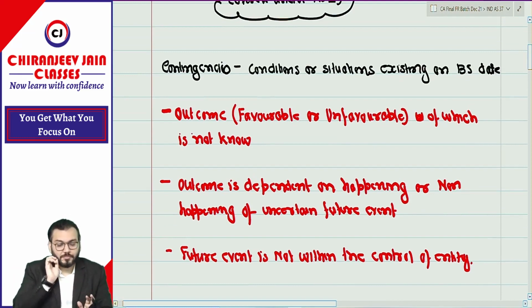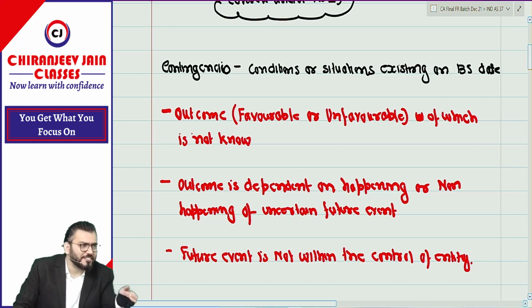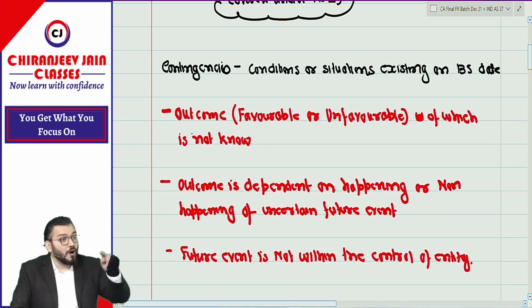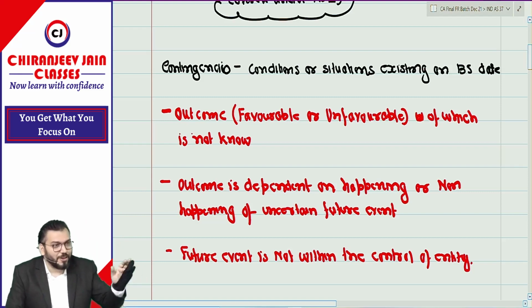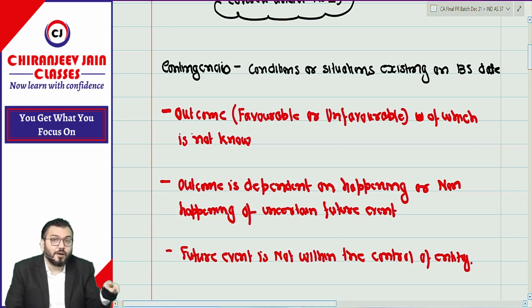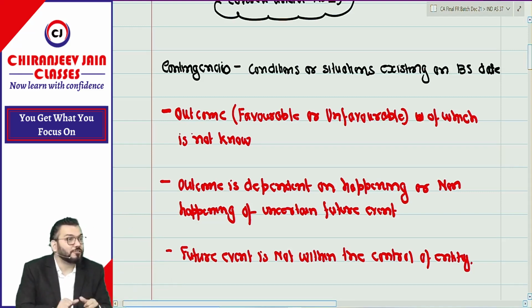I will repeat once again. Contingencies are any condition or any situation existing on balance sheet date. The outcome of that condition is not known, which may be either favorable or unfavorable. And that outcome is dependent on happening or non-happening of an uncertain future event, which is not within the control of the entity.